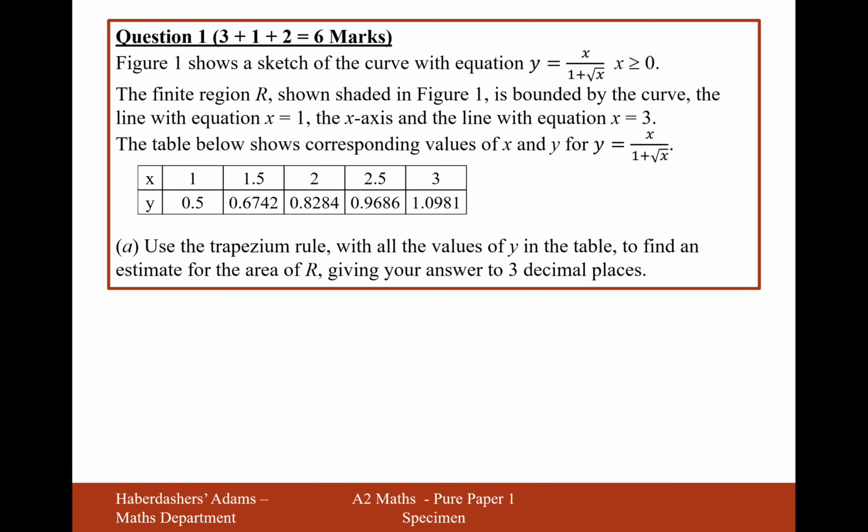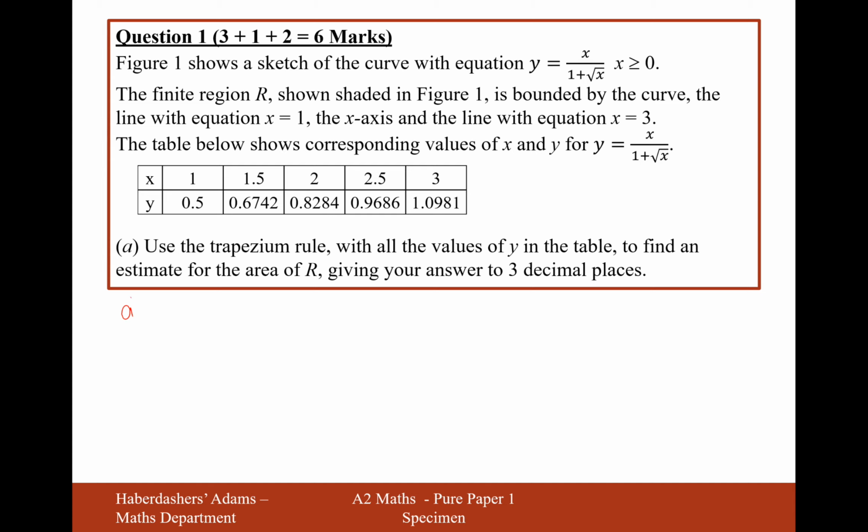We're on Specimen Paper 1, and here we're looking at question 1, a trapezium rule question. So we have the graph of y equals x over 1 plus the square root of x. The finite region R, which is shaded in figure 1, that will be on your test paper, is bounded by the curve, the line x equals 1, the x-axis, and the line x equals 3. The table shows corresponding values of x and y for y equals x over 1 plus the square root of x. Use the trapezium rule with all the values of y in the table to find an estimate for the area R, giving your answer to 3 decimal places.